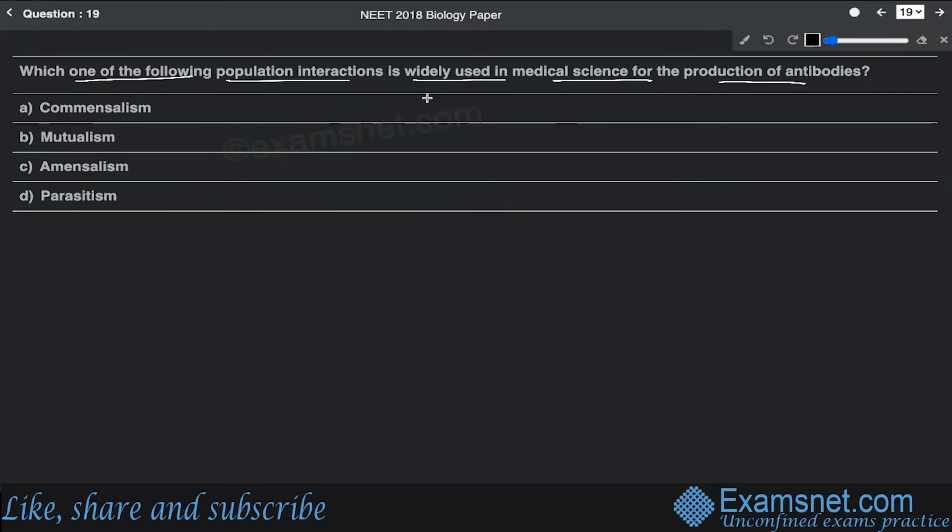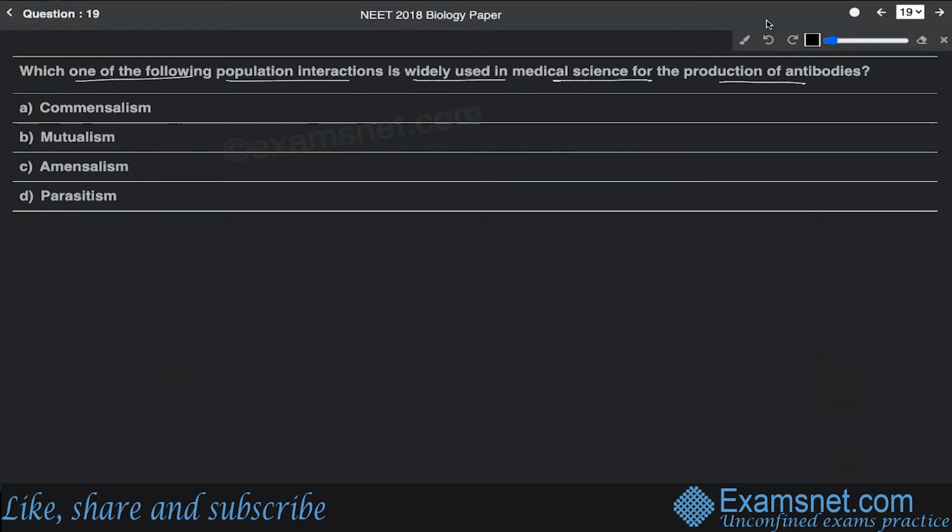All right. Now, antibodies. So for the production of antibodies, what are the different kinds of interaction that are taking place? Let me tell you that the four options that have been given are commensalism, mutualism, amensalism, and parasitism. This question has been asked from the organism and population chapter, from the topic of population interaction.